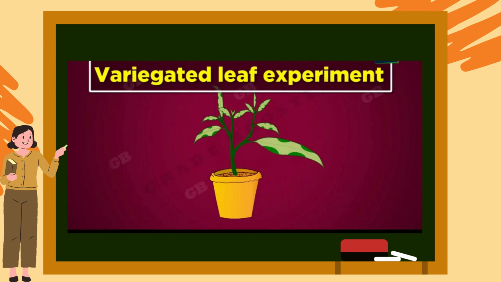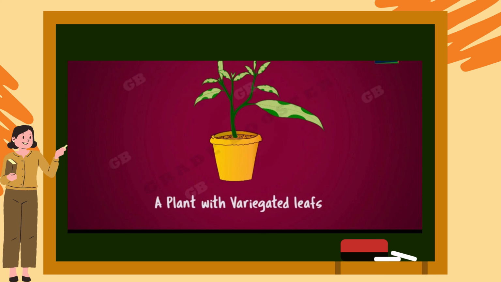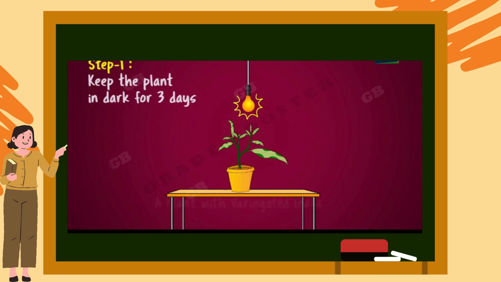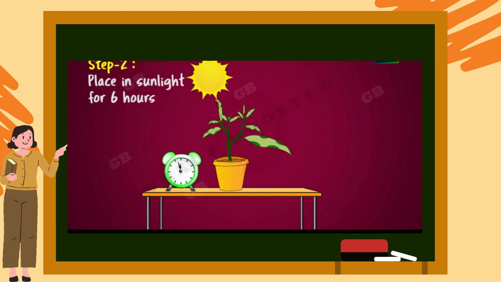With the help of a variegated leaf experiment, we can prove that chlorophyll is essential for photosynthesis. To do this experiment, we need a potted plant with variegated leaves. We have to keep the plant in the dark for 3 days. Do you know why? So that all the starch present in the plant gets used up. Now place this plant in sunlight for about 6 hours.